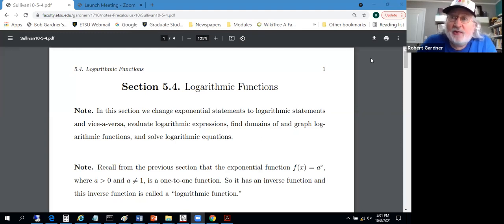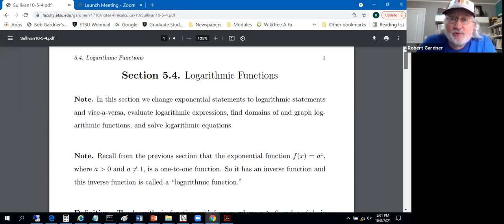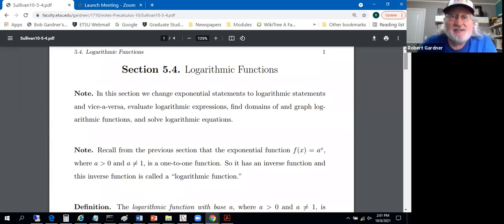So carefully follow the definitions and you'll be fine. If you can deal with exponential statements, then you can deal with logarithmic statements. In this section, we'll change exponential statements to logarithmic statements, translate from one to the other and back. We'll evaluate logarithmic expressions, which will require very textbook examples for the numbers to be numbers that we can actually manipulate. And we'll find the domains of and graph logarithmic functions, and we'll solve some limited logarithmic equations.